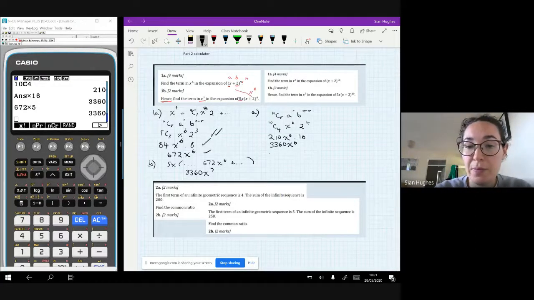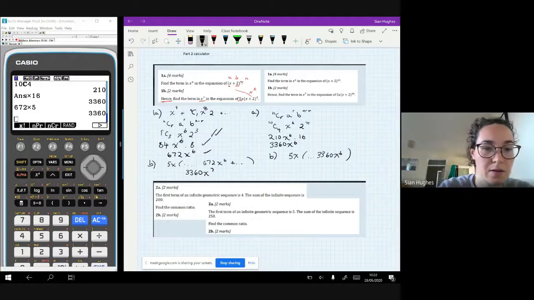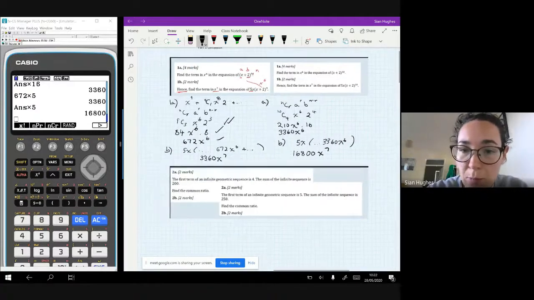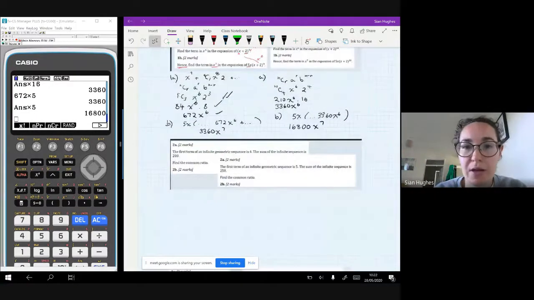And if we do the same thing for part B on the Americas test, so 5x, but for you it would be the 3360 x^6, you would have got 16,800 x^7. So B a little bit trickier there, but A quite a nice straightforward binomial one.